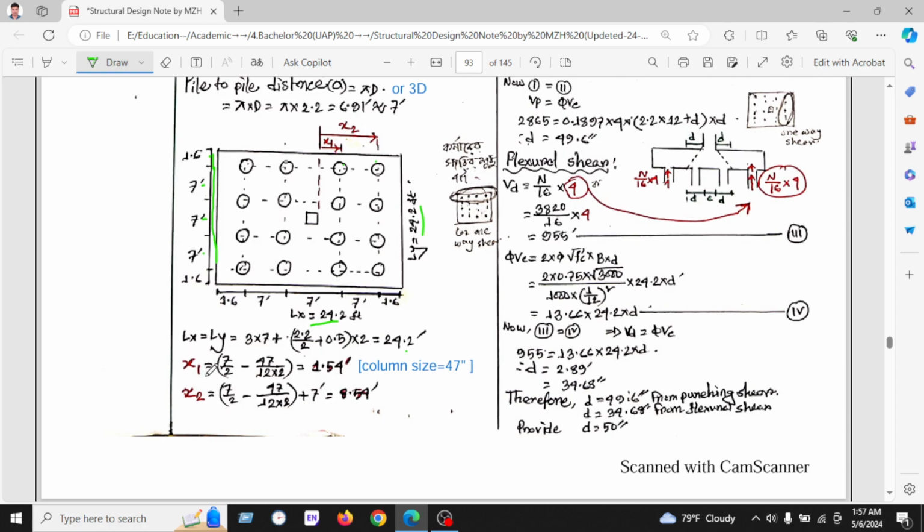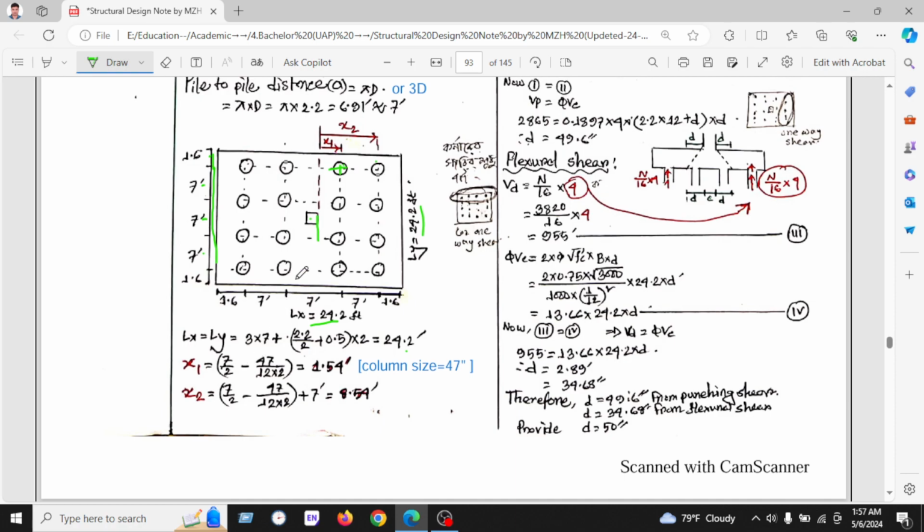Now we'll go to calculate x1. X1 is the distance of the CG of the piles from the edge of the column face, not the CG of the column face. Let's see how I have calculated it here.